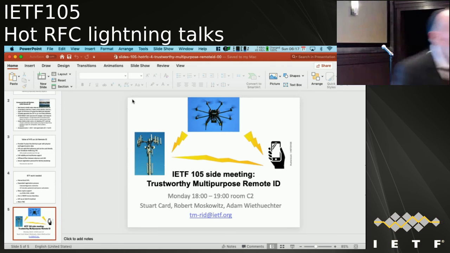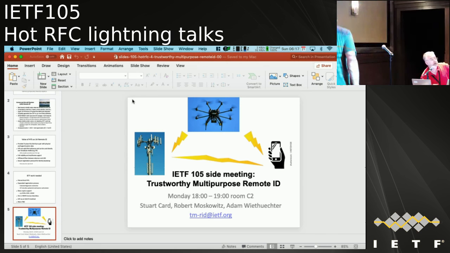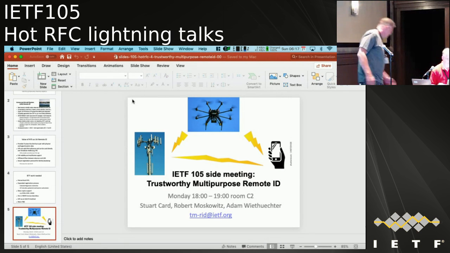For the folks in the back, there are a few seats in the front and a few seats over against the wall over there if you are trying to get in and you need seats. To the right.